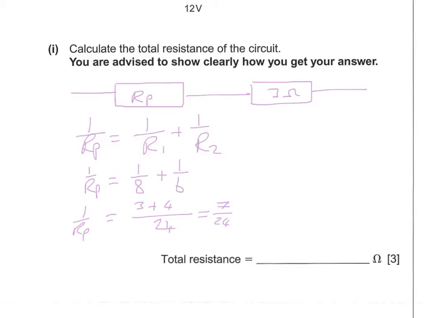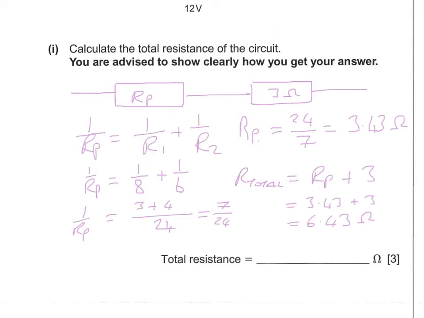So that's 7 24ths. Now this is where a lot of people slip up, because that is an answer for 1 over RP. RP will be this upside down. So RP is 24 over 7, which works out at 3.43 ohms. Our total, the series part, will be RP plus the 3 ohms, because when you add resistors in series, you just add them together. Combining them in series, we simply add them. And that gives us 6.43 ohms. And again, the unit is already given.